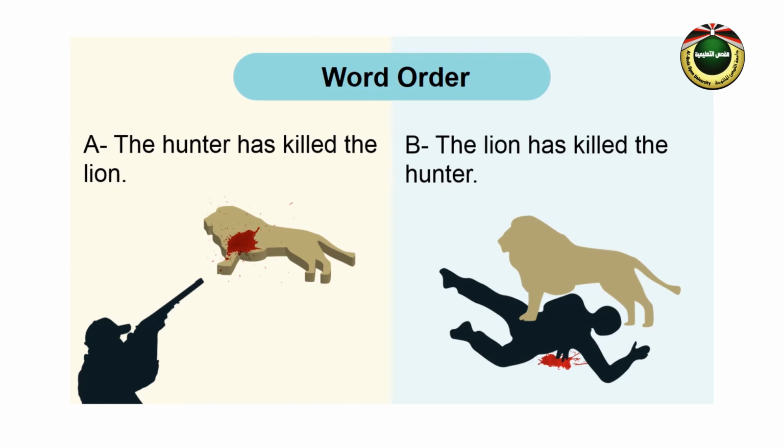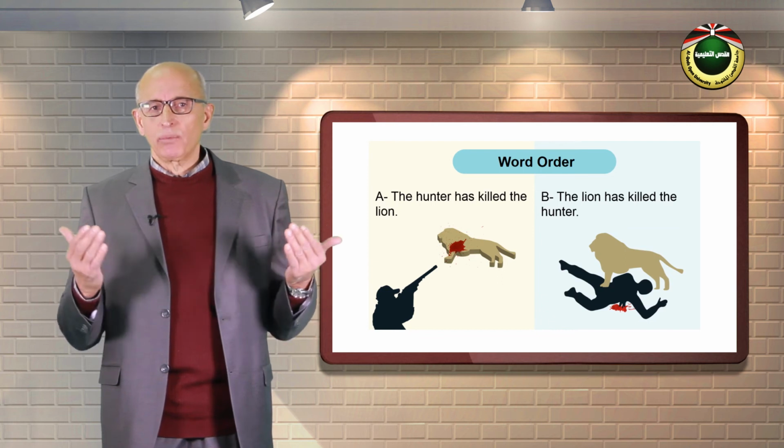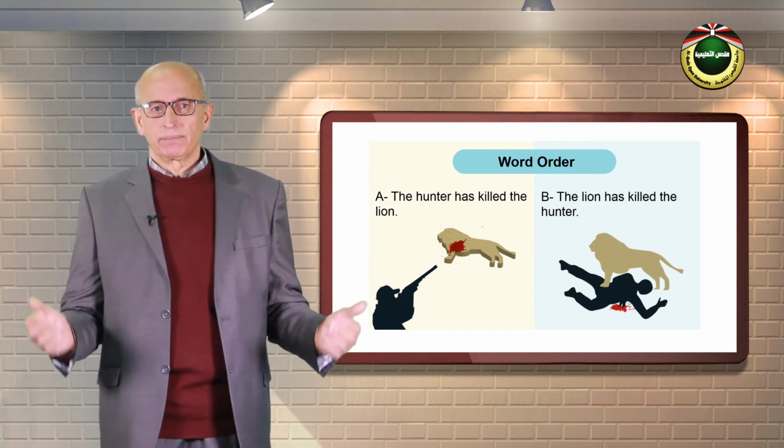In sentence A, the hunter is the killer and the lion is the victim, whereas in sentence B, it is the other way around. The lion is the killer, whereas the hunter is the victim.